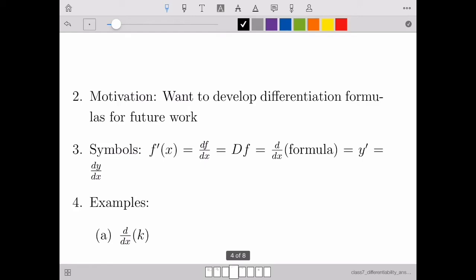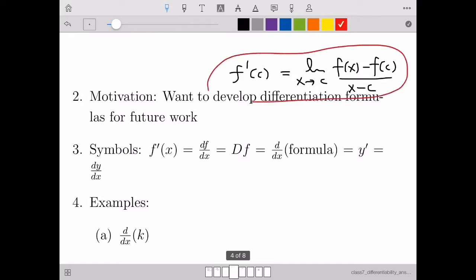So now what we'd like to do is find the derivative at c. We have to compute this limit of the difference quotient, but we don't want to do this each time. So if possible, we want to develop formulas for future work. So first of all, symbols.